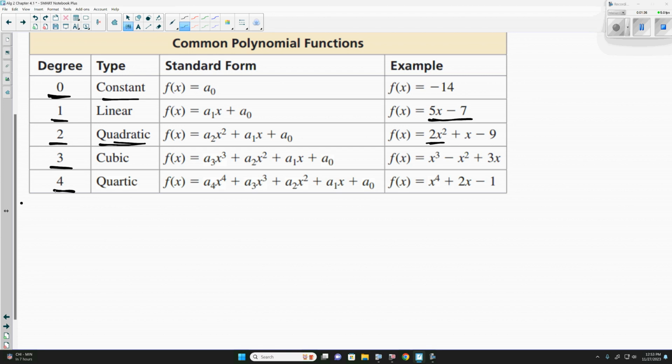Degree 3 and degree 4. Degree 3 is a cubic, and we know it's a cubic because x to the third is our biggest term, it is cubed. X to the fourth is our quartic. Since we have an x to the fourth term, the biggest exponent, it is quartic. And these are all different types of polynomial equations. Questions on this so far?